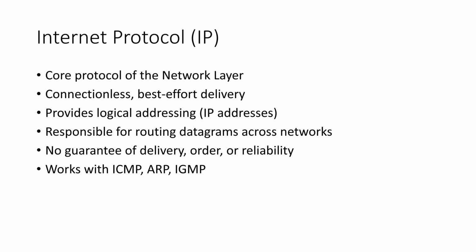That responsibility falls to higher layer protocols like TCP, and to support its function, IP closely works with other protocols like ICMP for error reporting, ARP for mapping IP addresses to physical MAC addresses, and IGMP for managing group communications in multicasting setups. Both IPv4 and IPv6 are in use today, with IPv6 gradually replacing IPv4 to handle the shortage of available IP addresses worldwide.